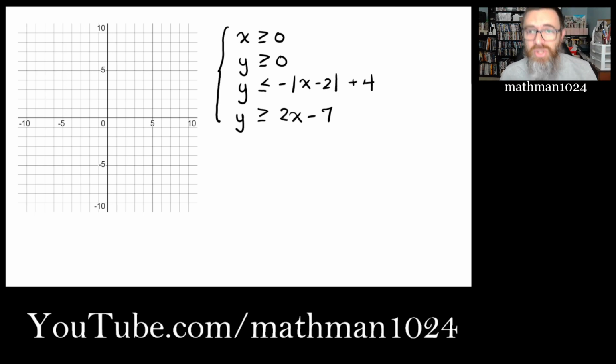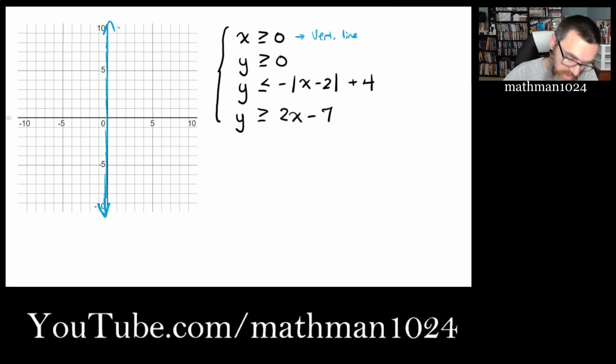If I look at x is greater than or equal to 0, remember that when you have just x, this means a vertical line. So it's when x equals 0, that's just going to be here along your y-axis. So this is x equals 0. Now it says greater than.